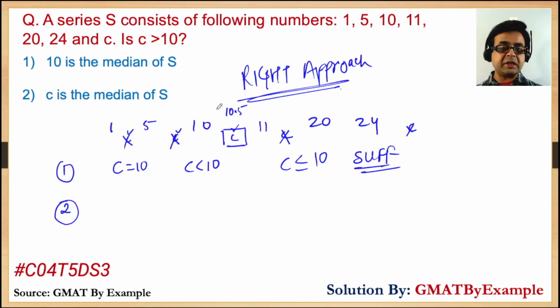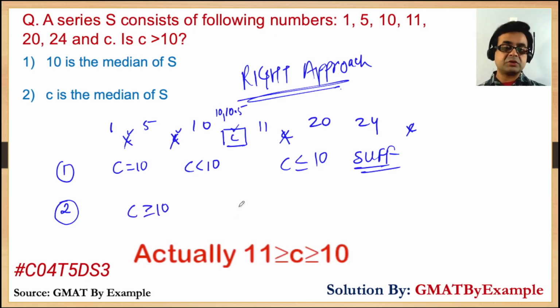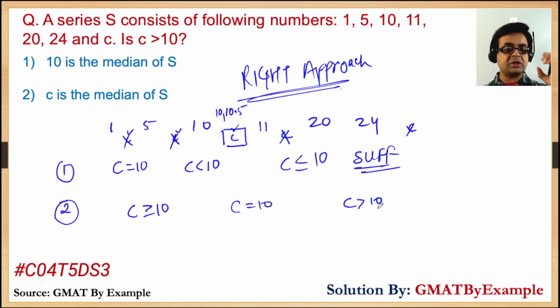It could also be 10, right? In which case we have two 10s in the series, which is absolutely fine because it is not given that all the numbers in the series are unique. The possible values of C in this case are actually greater than or equal to 10. So sometimes C is equal to 10, other times it is greater than 10. It doesn't really conflict with choice number 1 because at C equal to 10, they actually come together.